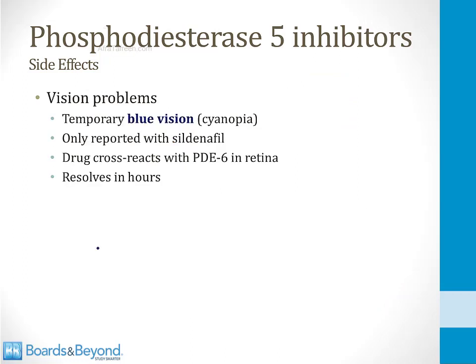And then the final side effect is bizarre. It's just something you have to know about these drugs. They can potentially cause vision problems. Some men temporarily notice a slightly blue tint to their vision. This is called cyanopia. This is mostly reported with sildenafil, which is Viagra. It's believed to happen because these drugs cross-react and inhibit phosphodiesterase 6 in the retina, and it usually resolves within hours. It's not serious, but patients may complain of it, so you need to be aware of this side effect.